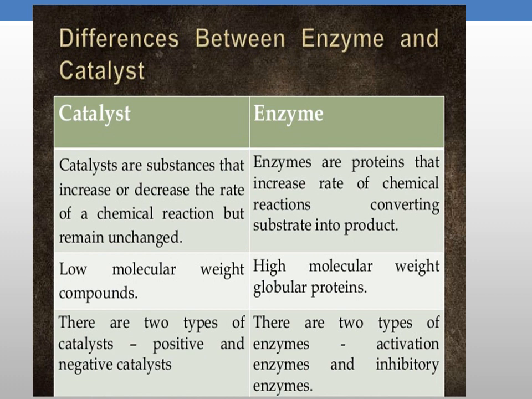There are two types of catalysts, positive and negative. There are two types of enzymes, activation enzymes and inhibitory enzymes. Activation enzymes help a reaction to take place. Inhibitory enzymes deteriorate a reaction, meaning if a biochemical reaction should not take place in our body, that reaction can be prevented by having inhibitory enzymes.